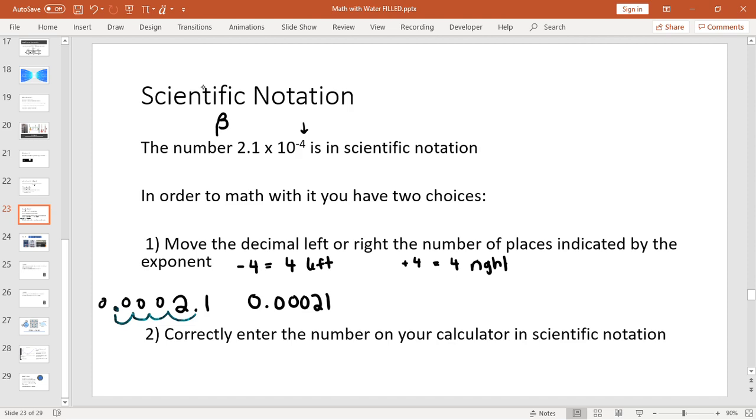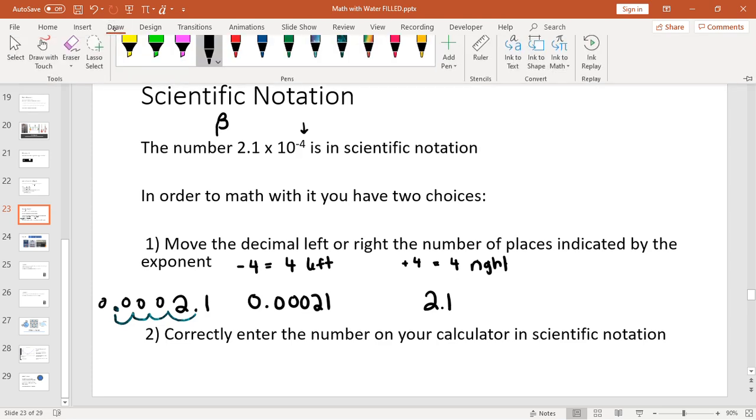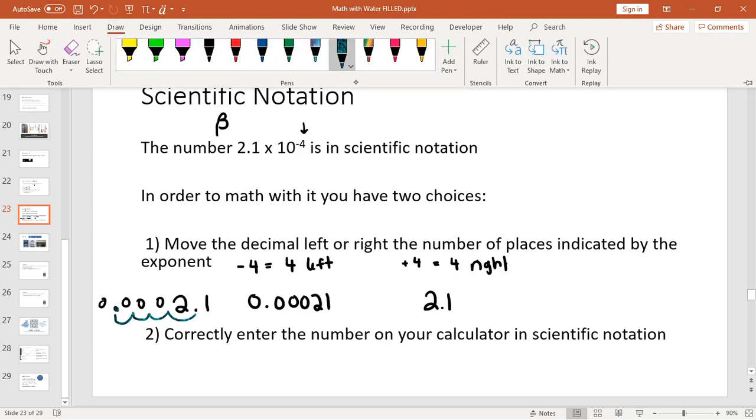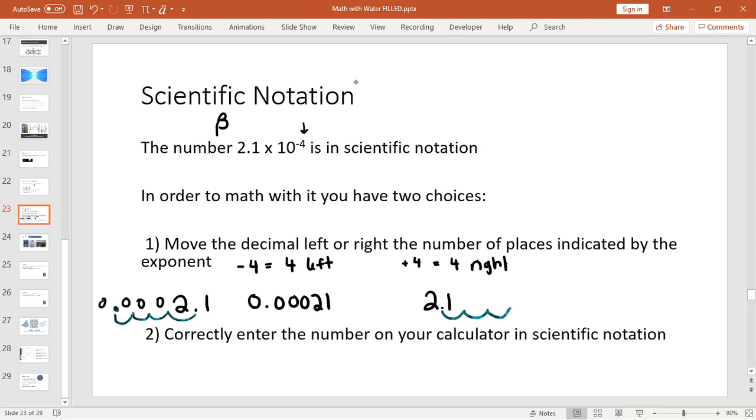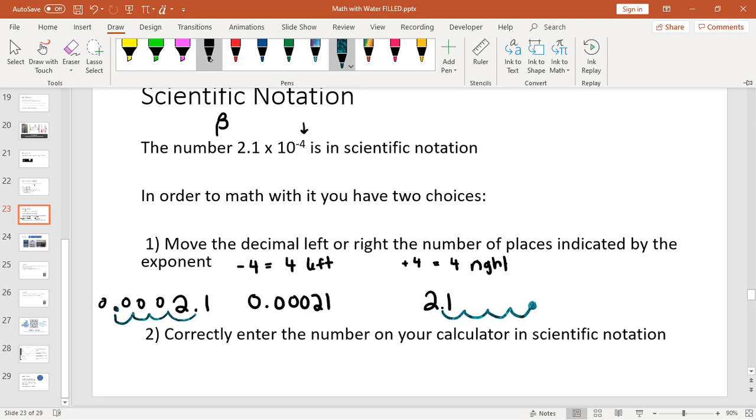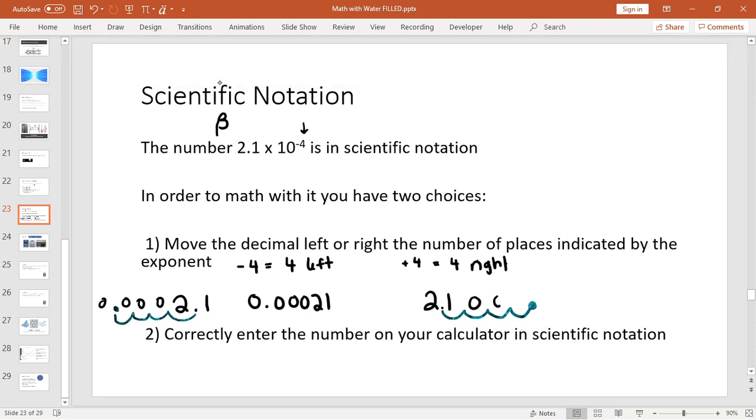Now, if it had been 2.1 times 10 to the positive 4, just making sure we see the difference, in that case I would have moved my decimal 4 right: 1, 2, 3, 4. Here's my decimal place now. I fill it in, and that number is actually equivalent to this, with or without a comma. All right, so you can do that.